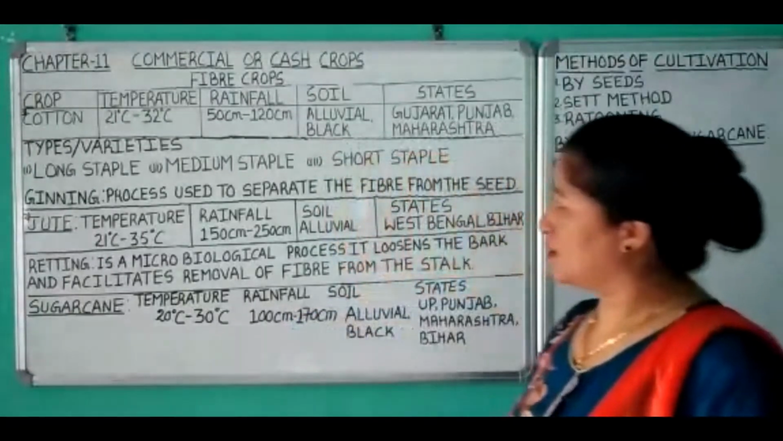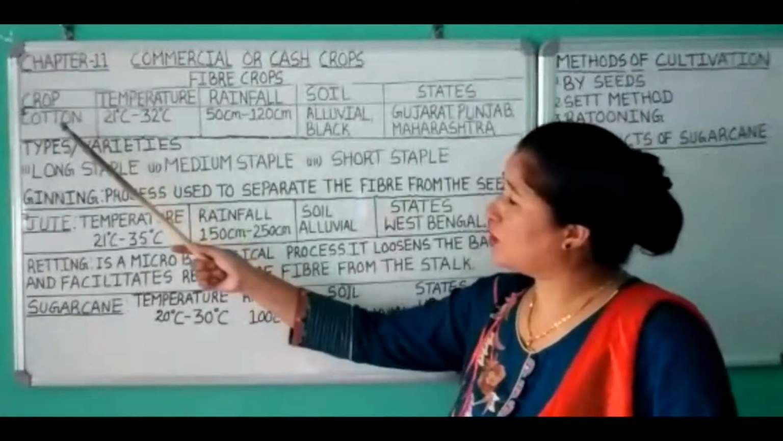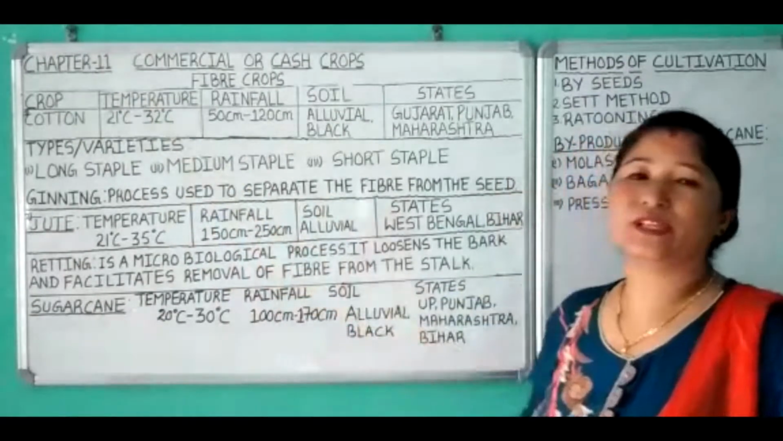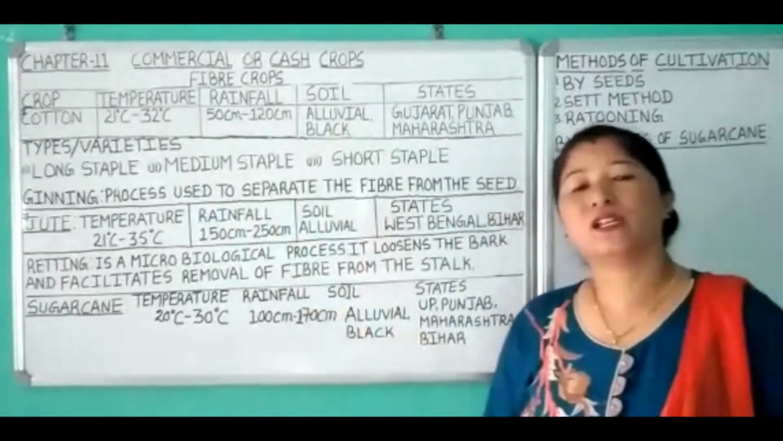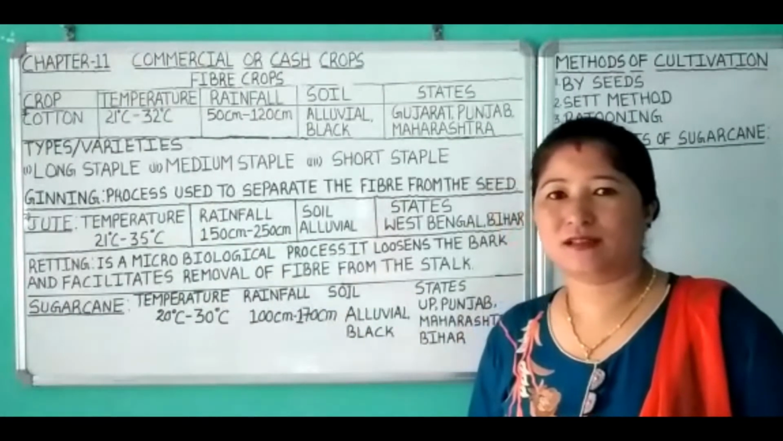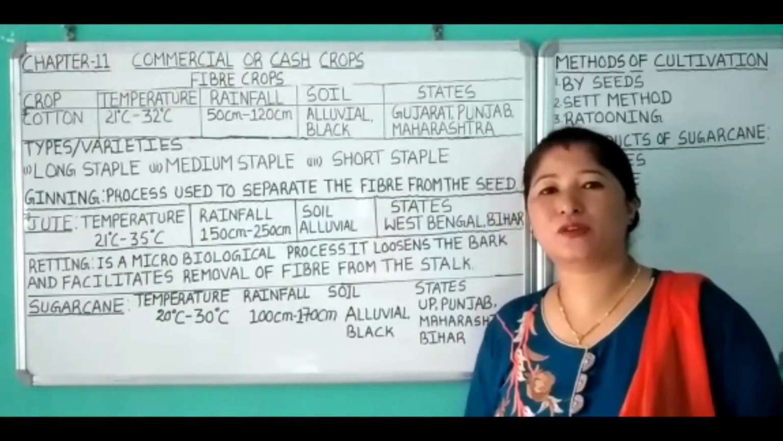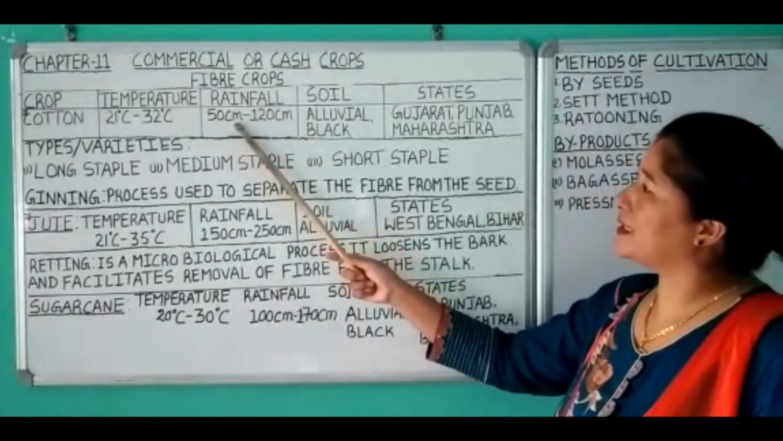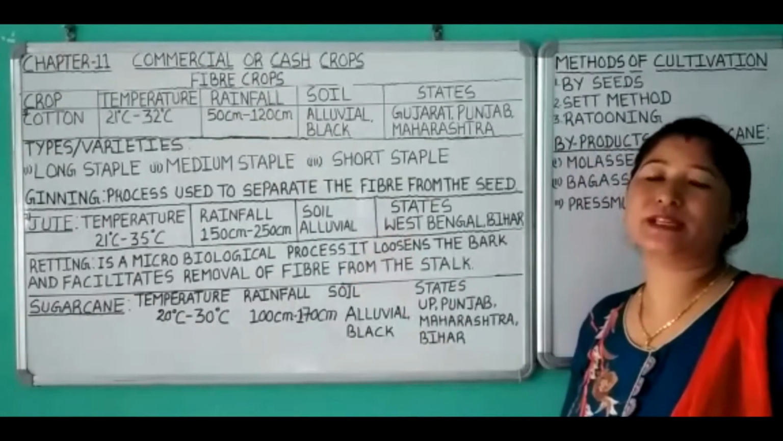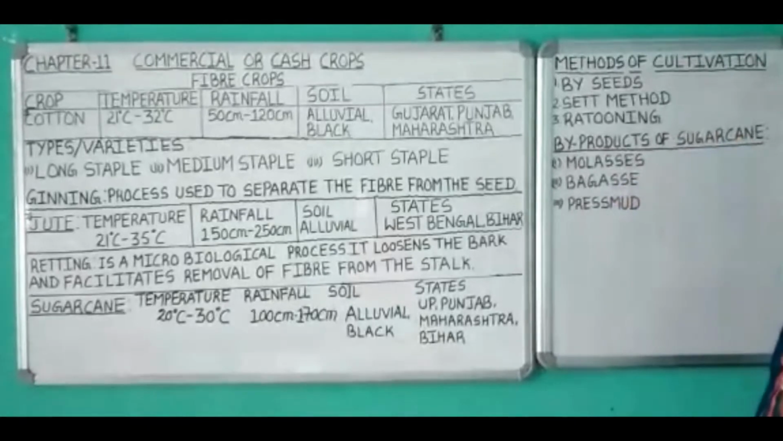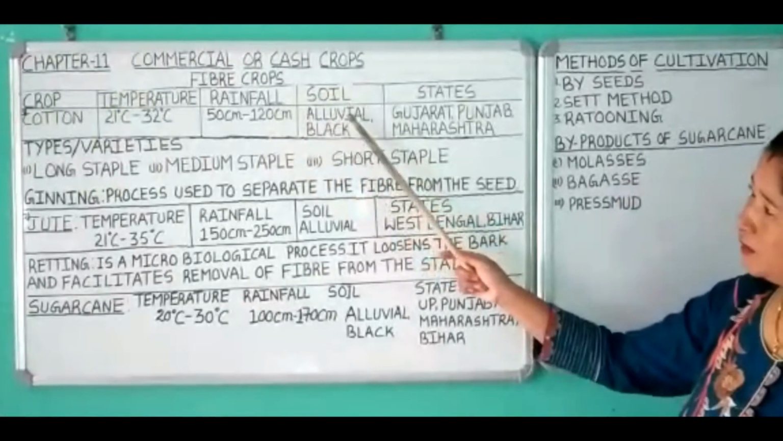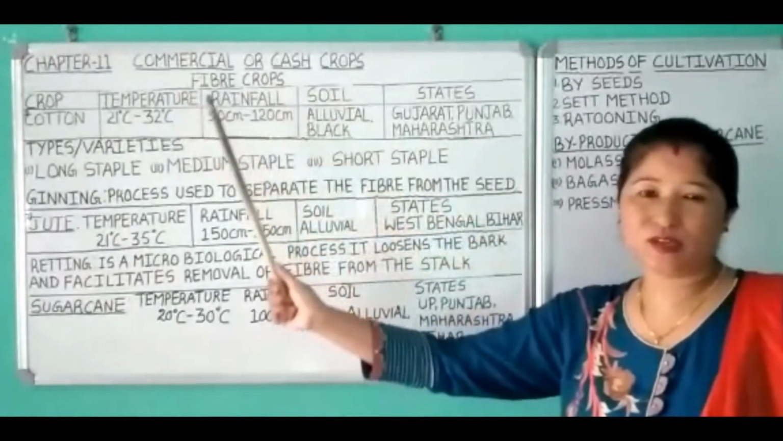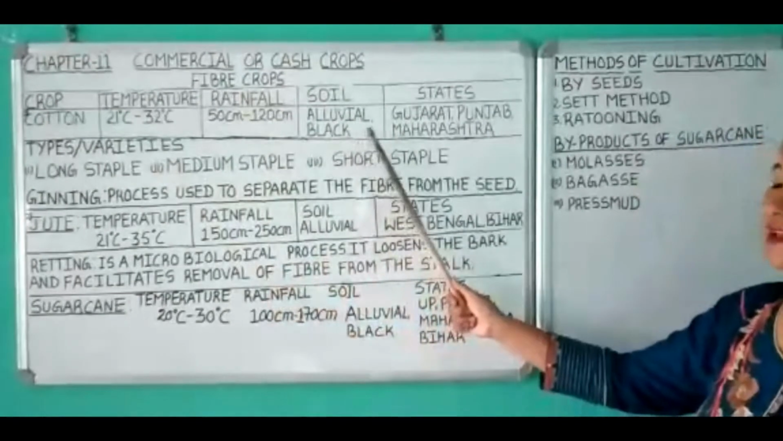So now let's see the geographical requirement. Cotton, first the temperature: 21 degrees Celsius to 32 degrees Celsius with 200 frost-free days, because frost is the worst enemy of the cotton plant. Then next one is your rainfall. It is 50 centimeter to 120 centimeter and it should be well distributed. Soil, it thrives best in the alluvial soil and the black soil. So black soil is often referred to as a cotton soil because cotton thrives best in the black soil.